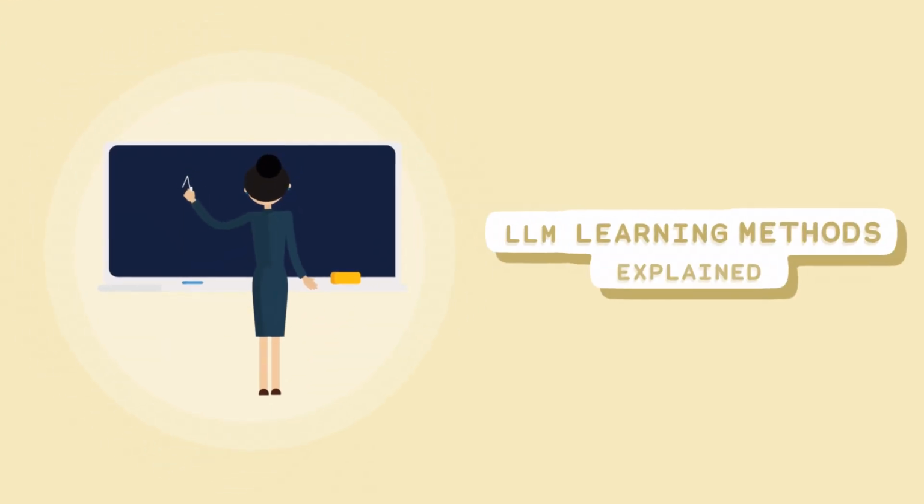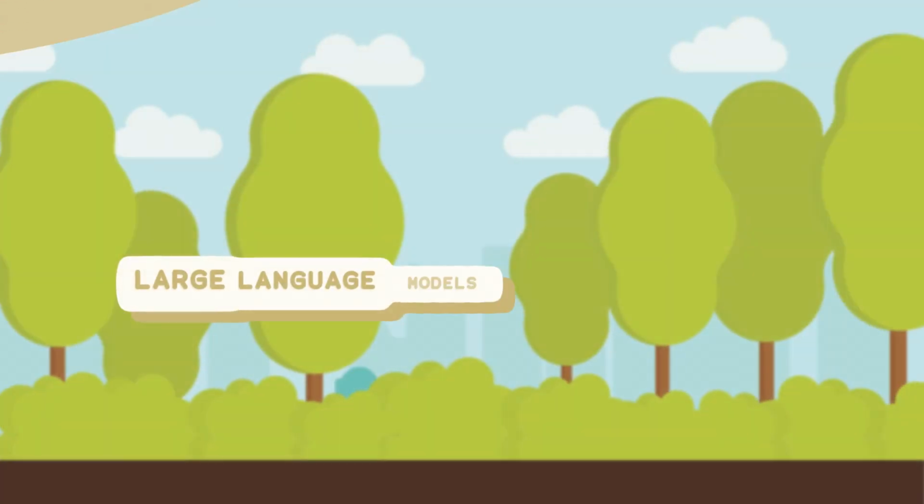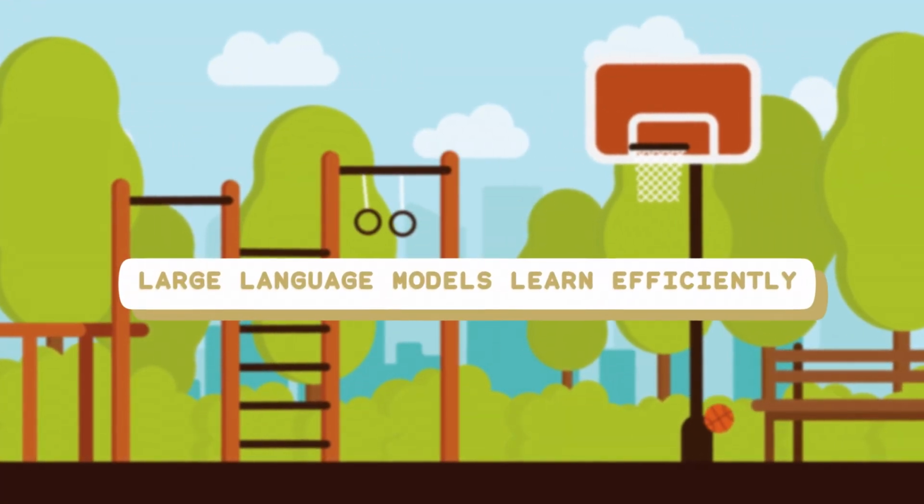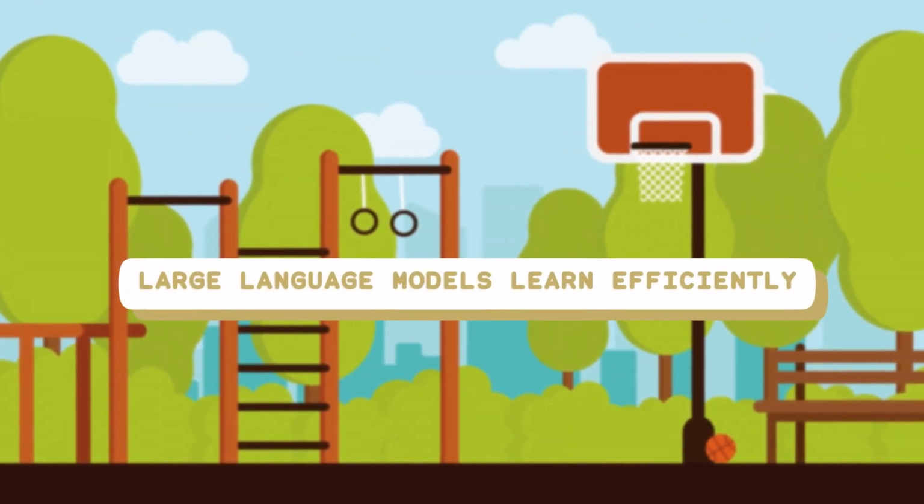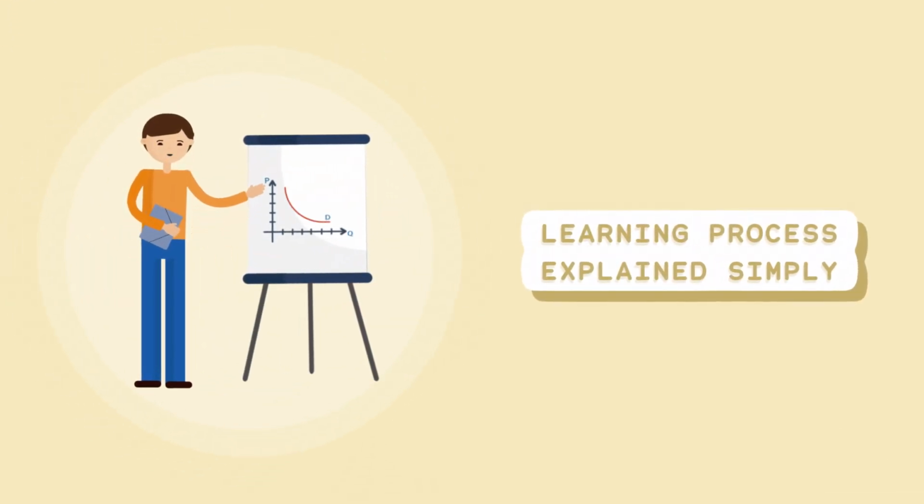How does an LLM learn? Large language models, LLMs, learn through a process that mimics some aspects of human learning, but operates on a much larger scale. Here is a simplified explanation of how they learn.